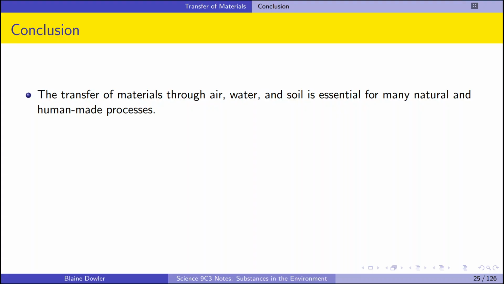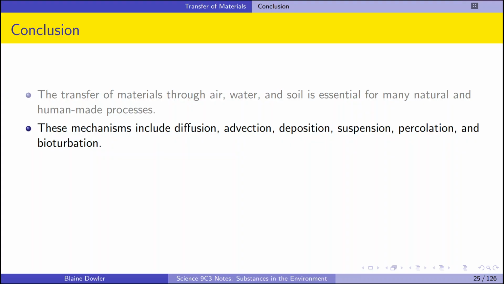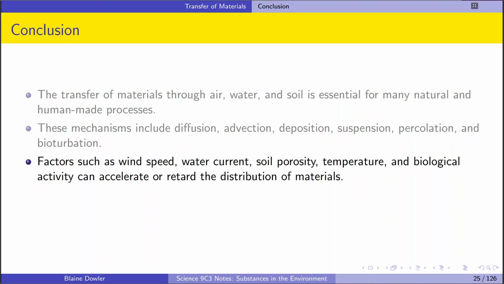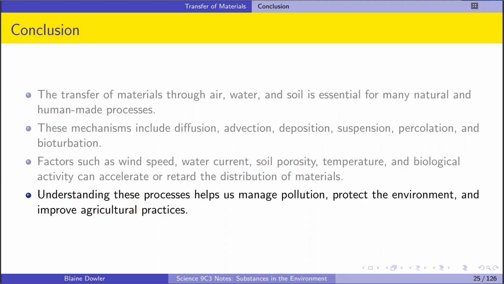In conclusion, the transfer of materials through air, water, and soil is essential for many natural and human-made processes. These mechanisms include diffusion, advection, deposition, suspension, percolation, and bioturbation. Factors such as wind speed, water current, soil porosity, temperature, and biological activity can accelerate or retard the distribution of materials. Understanding these processes helps us manage pollution, protect the environment, and improve agricultural practices.